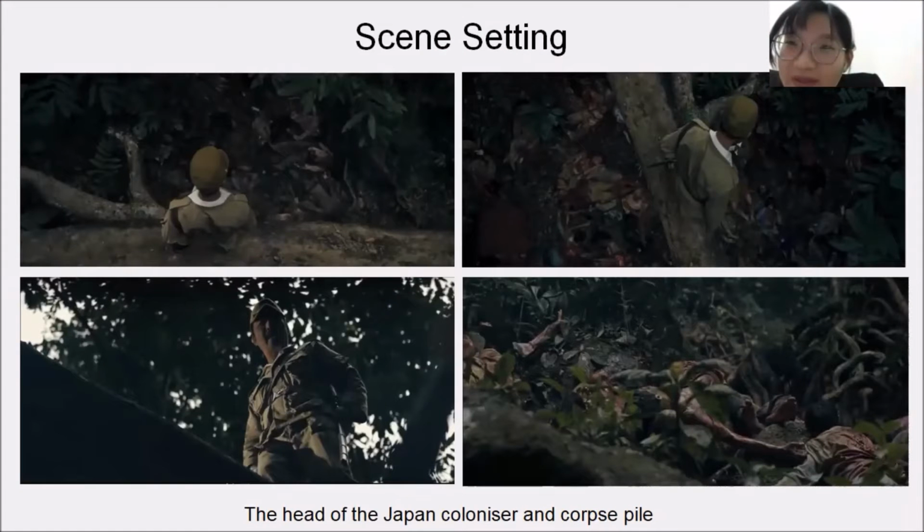The next element that we want to share is scene setting. We can see in the picture, the Japanese colonizer is standing on the bridge, and under the bridge are the people killed by them. It expresses that the Japanese colonizers did not see people's lives as a matter, and they can simply kill people by a single step of it.